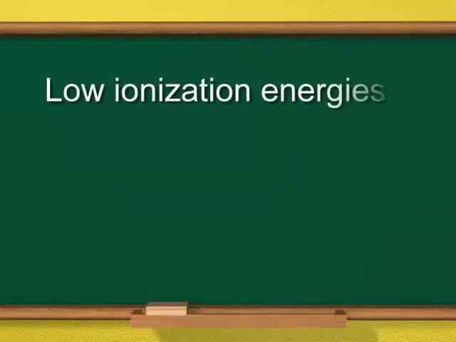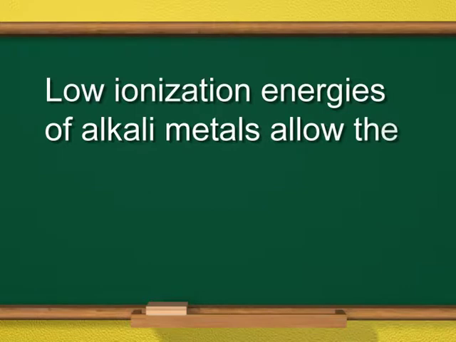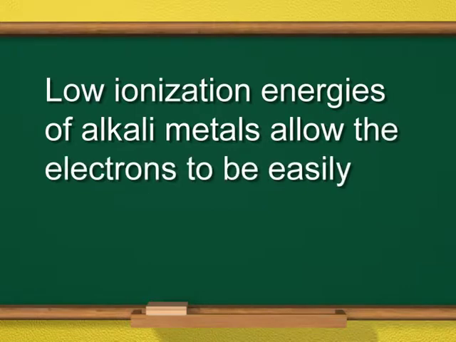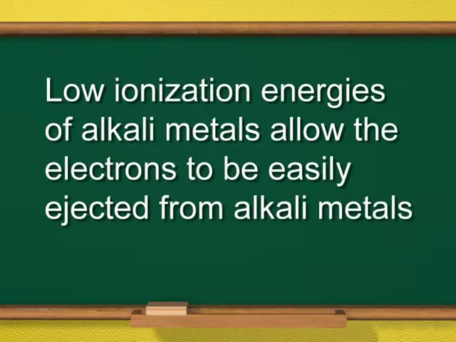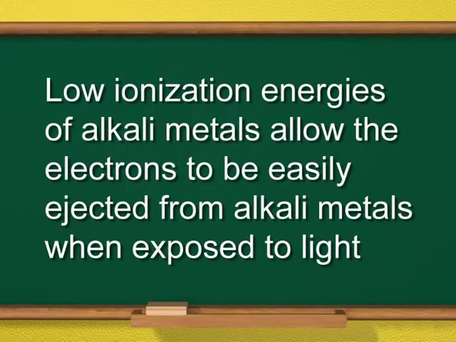Low ionization energies of alkali metals allow the electrons to be easily ejected from alkali metals. When exposed to light, cesium has lowest ionization energy. That's why it can show photoelectric effect to maximum extent. Lithium, which has the highest ionization enthalpy amongst the alkali metals, cannot be used in photoelectric cells because it does not release electrons when exposed to light.